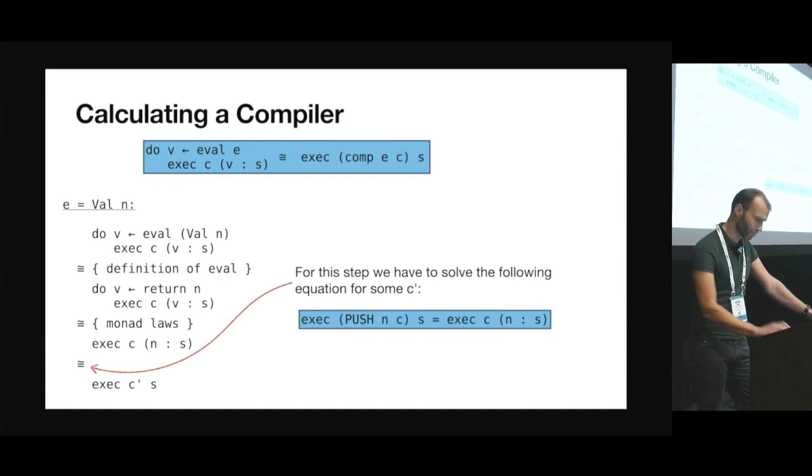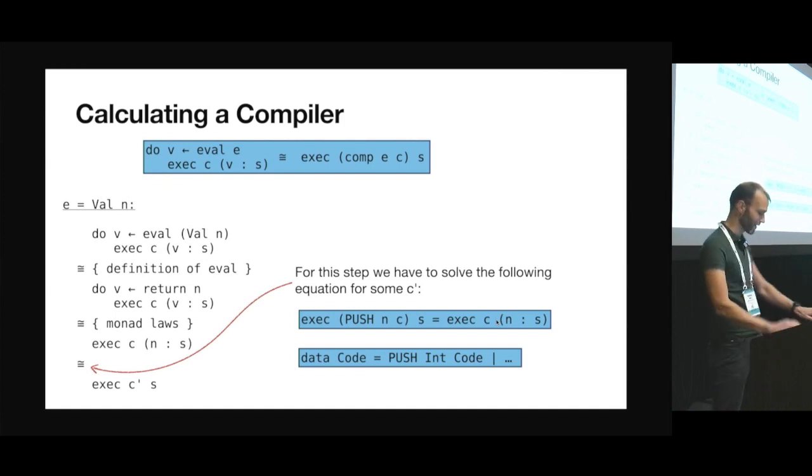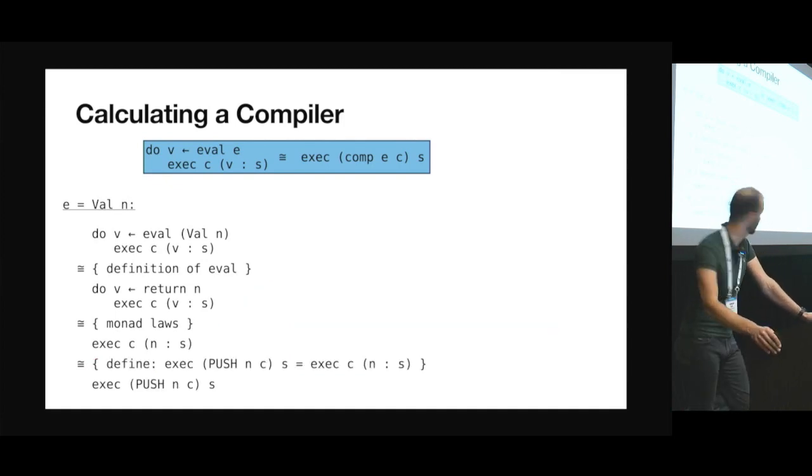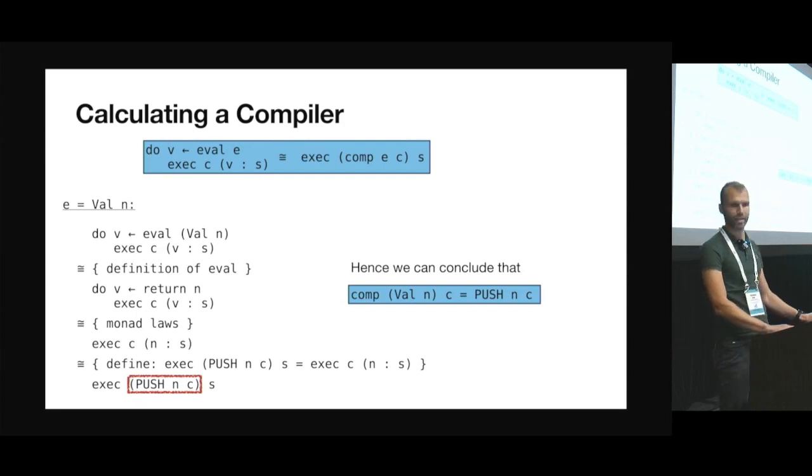And not only that, we have just discovered a new instruction for our target language, push, and also its semantics, which is given by this equation, which we have just introduced in order to fill the gap in the last step here, right? So we define this new instruction and its semantics, and that fills in the gap so we can close the proof. And not only that, now we also can read off the definition of our compiler, right? So we compile an integer literal simply to a push instruction. Okay, so this was the simple case, the val case.